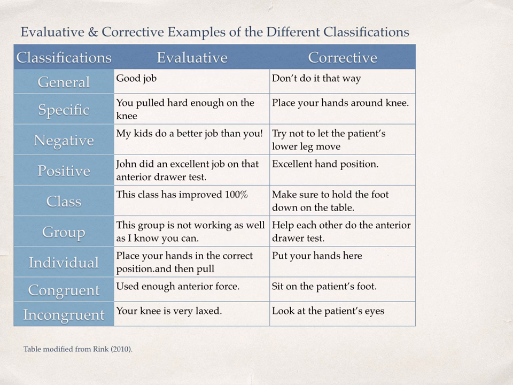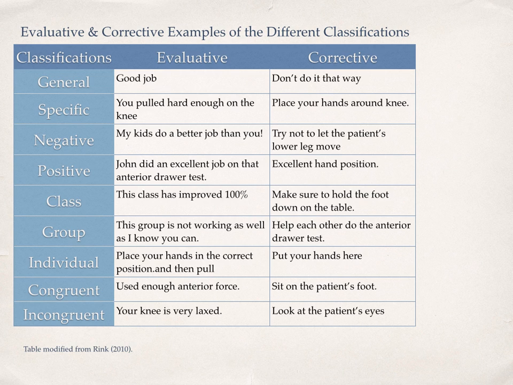Then we have our last two types, our classifications. We have congruent and incongruent. Congruent means that the feedback that we're giving them is congruent to what we're trying to teach them. Incongruent means that it has nothing really to do with the lesson or the material that we're trying to cover. So congruent, evaluative, you used enough anterior force, and corrective is sit on the patient's foot.